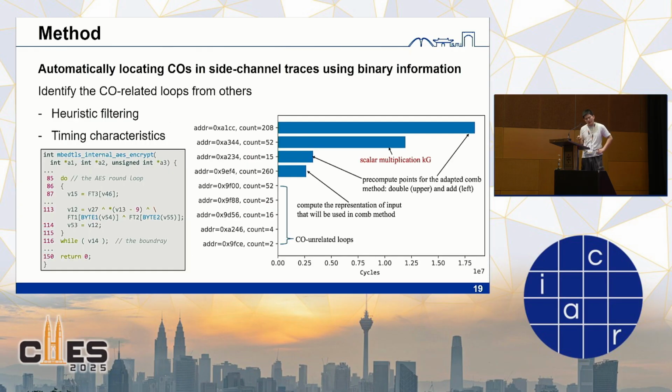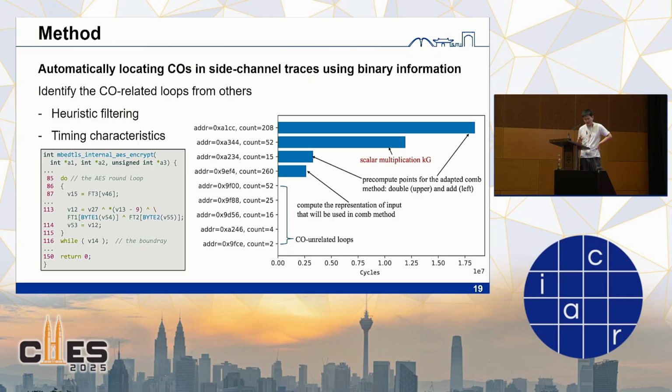And another issue that arises from the setting we just listed is how we identify the CO-related loops from others. Here we adopt two strategies. One is heuristic filtering. You can use some basic rules to filter out those that are obviously not cryptographic operations, like memory copy and memory set. And another one is we exploit the timing characteristics.